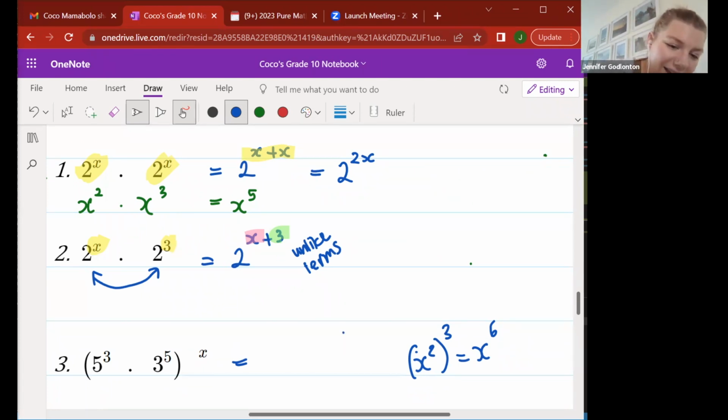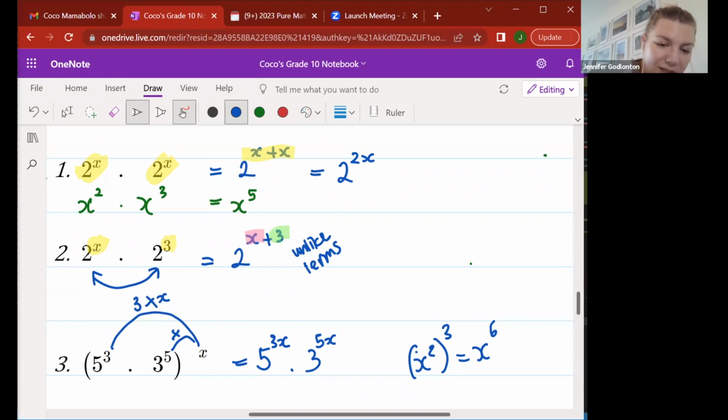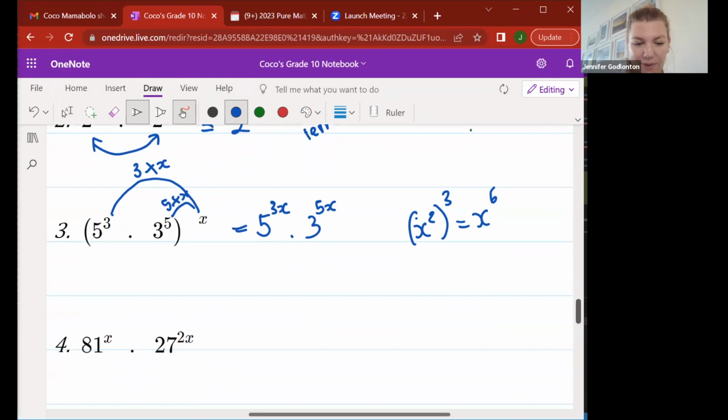Yeah, we multiply. So if I'm multiplying and I'm saying 3 times x, that's just going to give me 3x. So I'm going to have 5 to the power of 3x times 3 to the power of 5x, because all I'm doing is multiplying those two things together. I'm saying 3 times x, which gives me my 3x, and 5 times x, which gives me my 5x. You guys are doing really, really well.